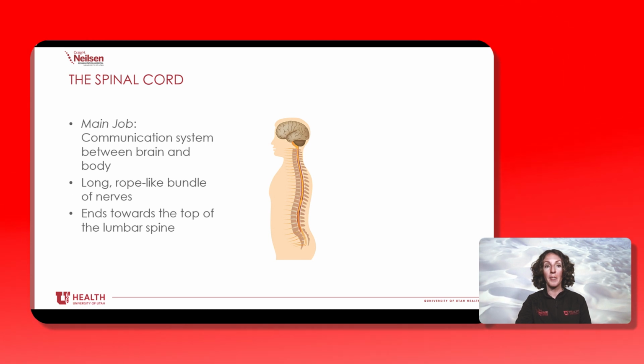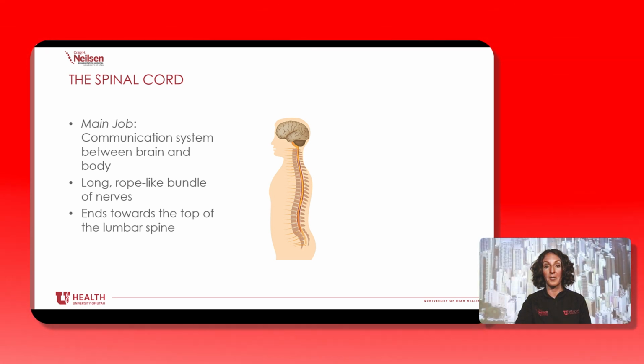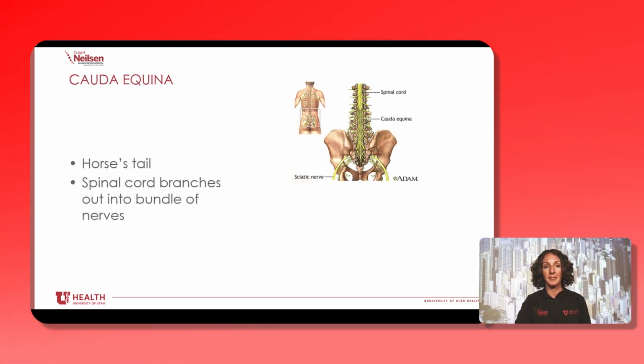So the main job of the spinal cord is to communicate between the brain and the rest of the body. And the spinal cord is a long rope-like bundle of nerves that's really skinny, just about the width of the average person's pinky. And as you can see in this picture, it ends towards the top of the lumbar spine in our mid to low backs.